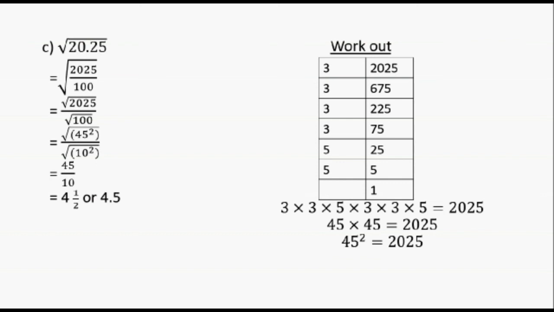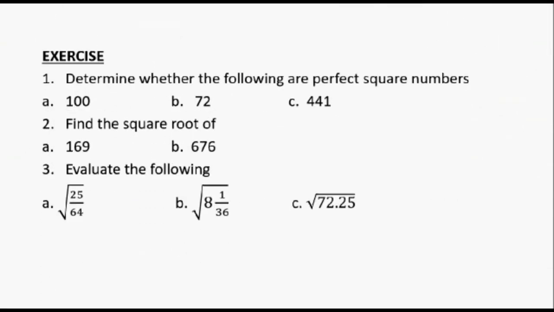I hope that the lesson has been made simple. We'll go to the exercise. Our exercise is saying determine whether the following are perfect square numbers. We have A 100, B 72, and C 441. So we are going to use prime numbers to determine. You can either use the table method or the tree method. Your answer will still be the same.